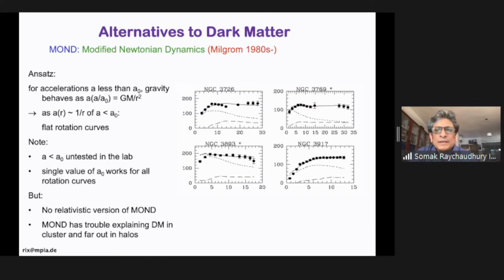And Milgrom's idea was, what if Newtonian dynamics doesn't work on the scale of galaxies? If you take galaxies and clusters on a very large scale, the Newtonian gravity equation that we use, F equals GMm over r squared, has an extra term that only works on very large scales, but becomes one on very small scales.